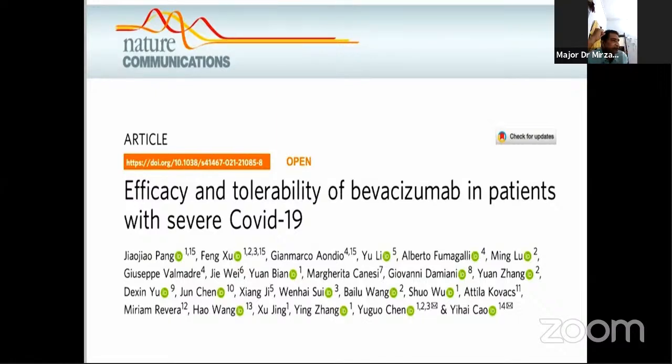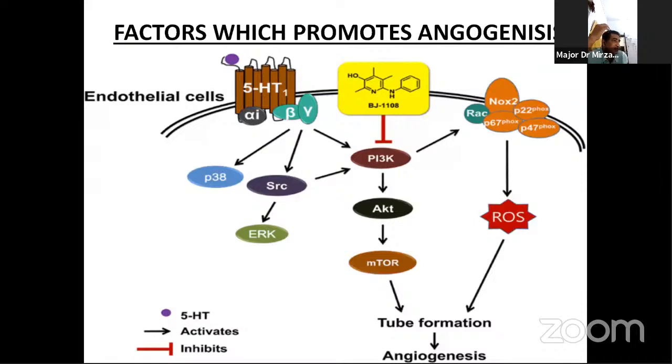Several factors are released. You see in the figure, nitric oxide is also released from the endothelial cells, which we block by bevacizumab. Nitric oxide is a potent vasodilator, so a complication of bevacizumab is hypertension because it stops the release of nitric oxide. There are several factors like 5-HT which also help in tubular formation and angiogenesis.